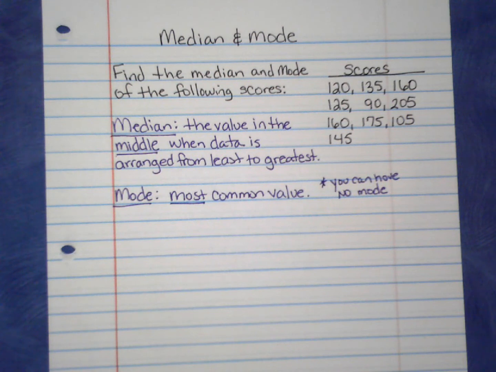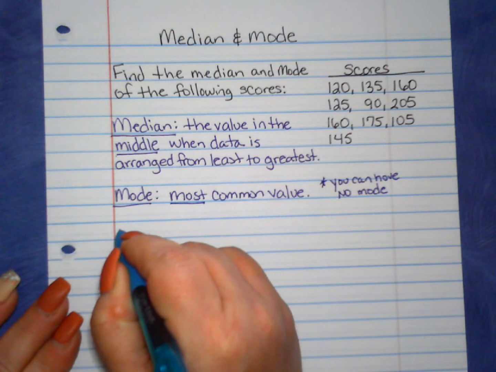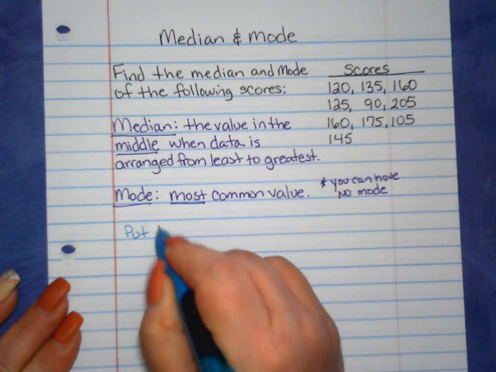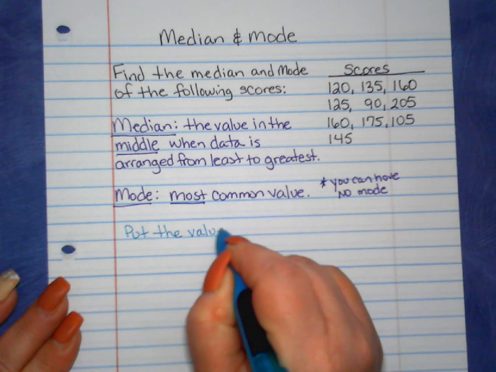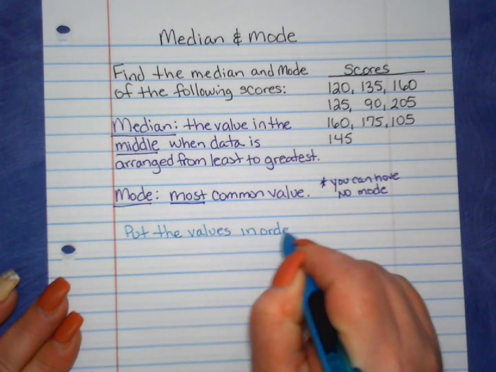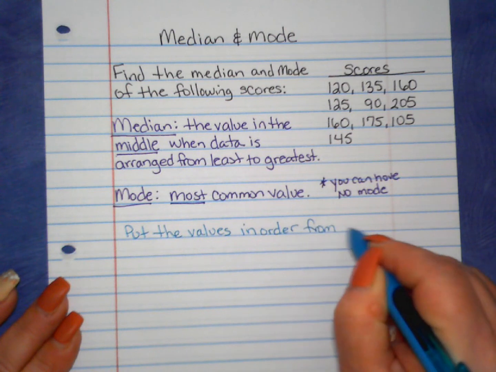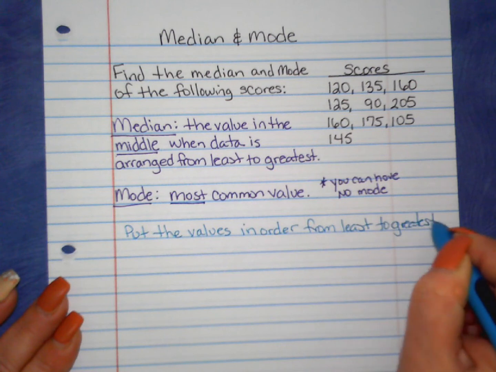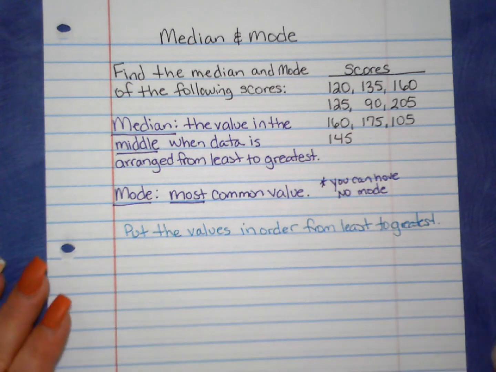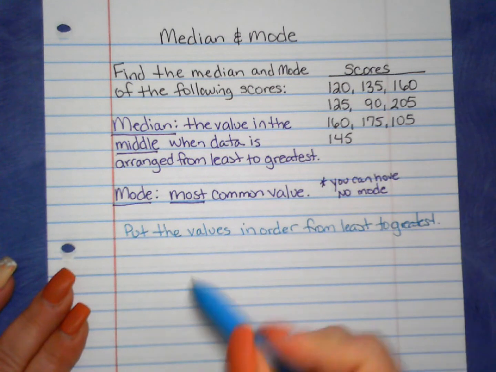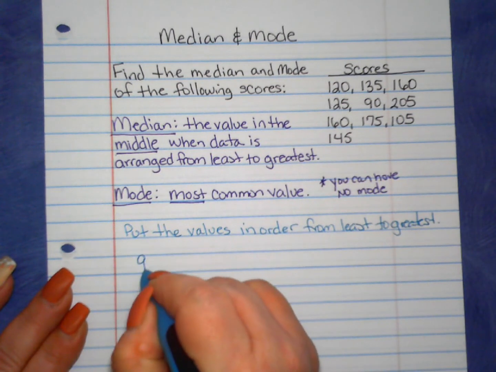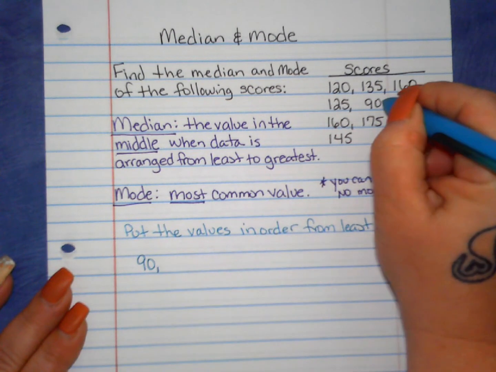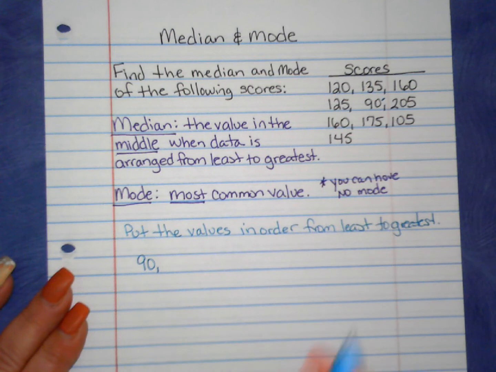So let's start by finding the median. The first thing we want to do is put the values in order from least to greatest. Okay, so I have to look at my list and I have to look for the lowest number. That's a 90. And I like to put a little tick there so I know I counted it.